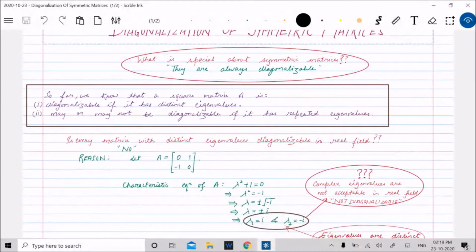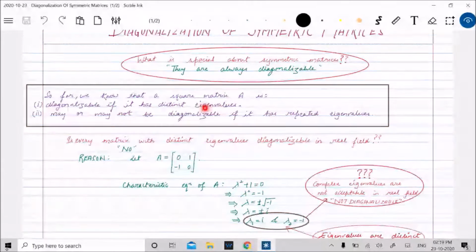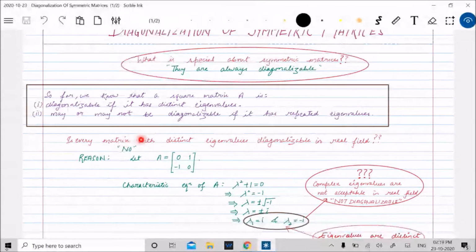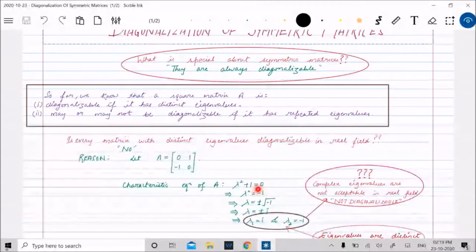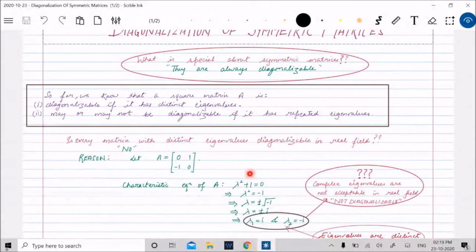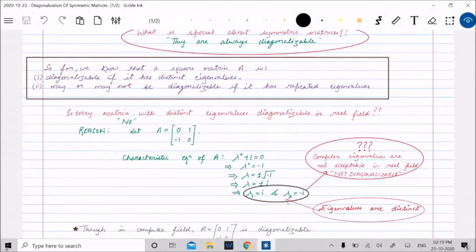The first point was saying that the matrix is diagonalizable if it has distinct eigenvalues, but this question has a negative answer. Sometimes a matrix may have distinct eigenvalues, but it cannot be diagonalizable in the real field. See this matrix. If you write its characteristic equation, it will be lambda square plus 1 equal to 0. How to write a characteristic equation of a 2 cross 2 matrix, I have already taught you. When you solve it, it gives lambda square equal to minus 1.